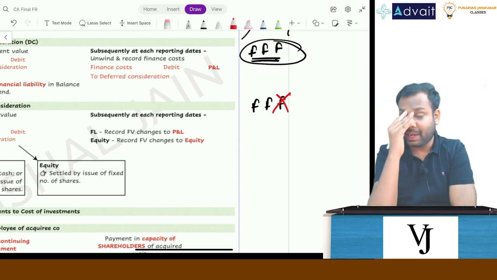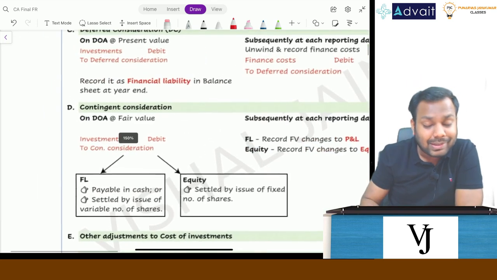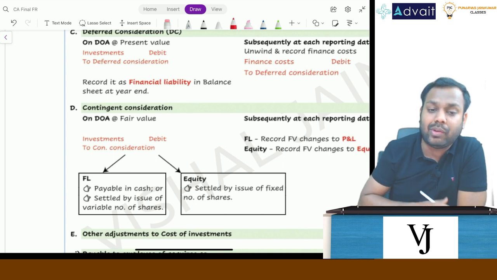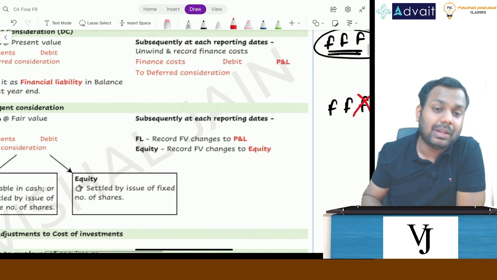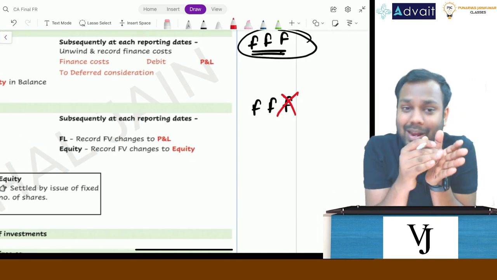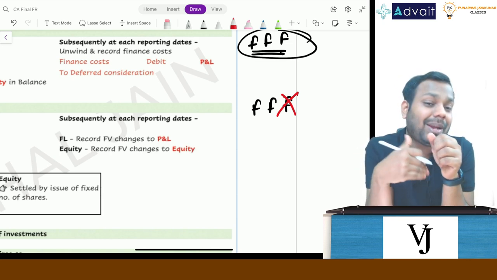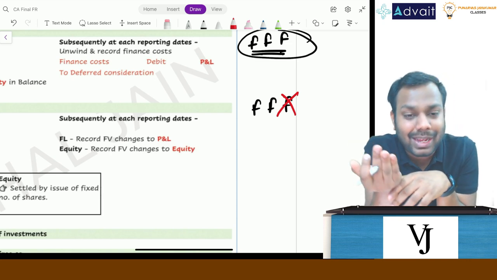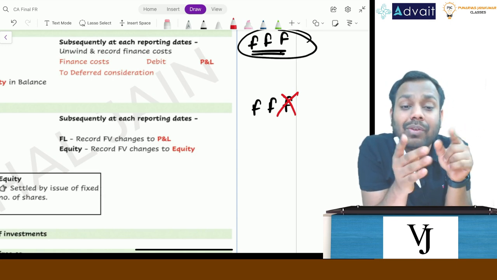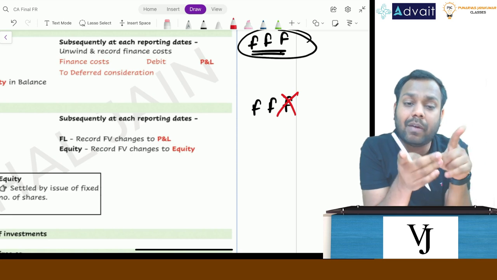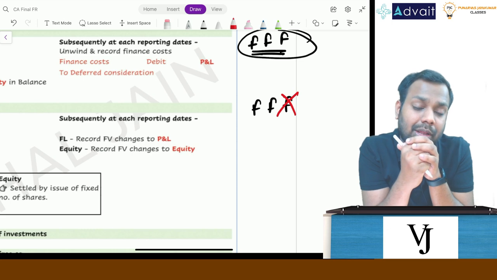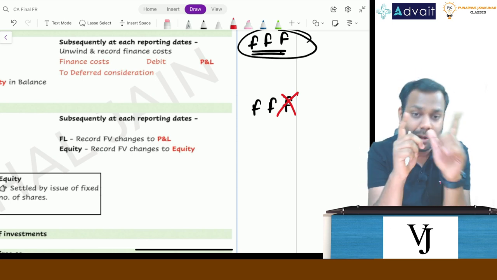Now comes the question again. In the case of contingent consideration also, the transaction doesn't get settled on the date of acquisition, and hence there will be a subsequent impact. Since it is a fair value based on probability, and the probability is an estimate that can change, the fair value can also change. The impact of change in fair value has to go to the P&L of the parent company, and this contingent consideration has to be shown as a liability in the balance sheet of the parent company. I hope this is clear to all of you.